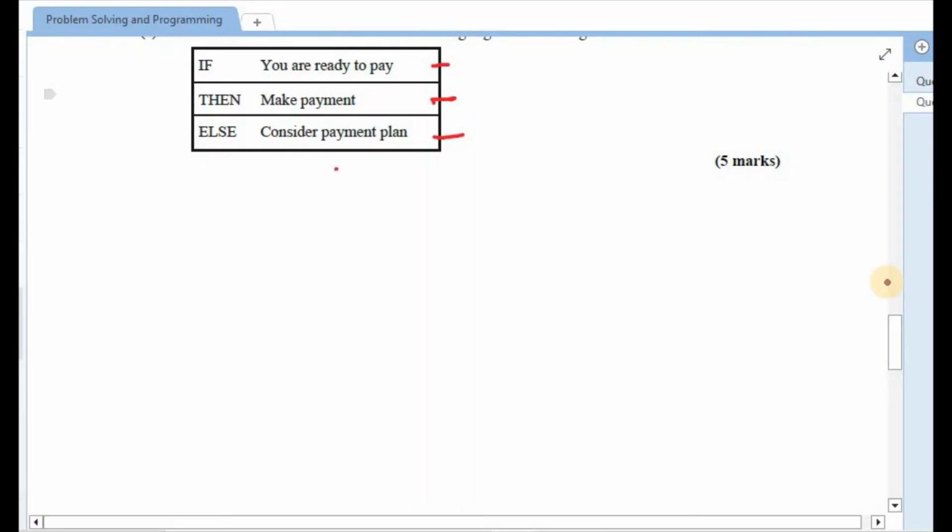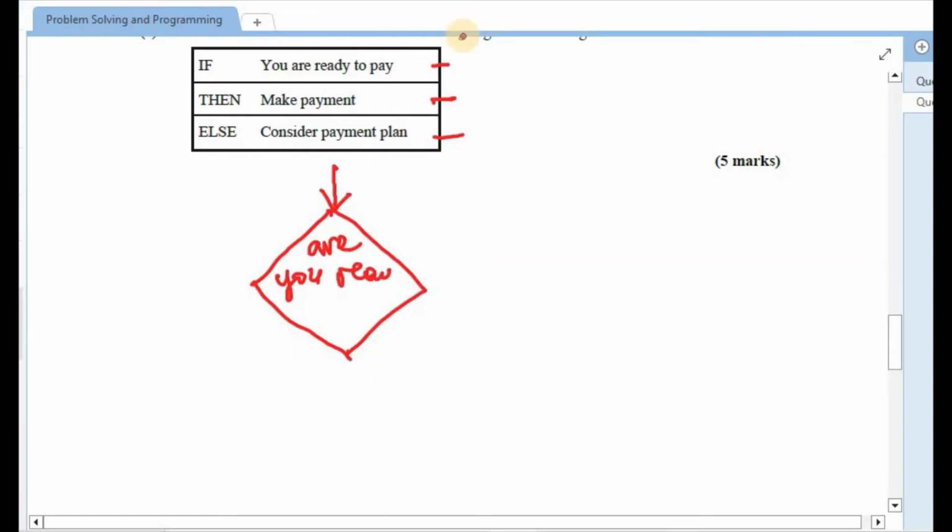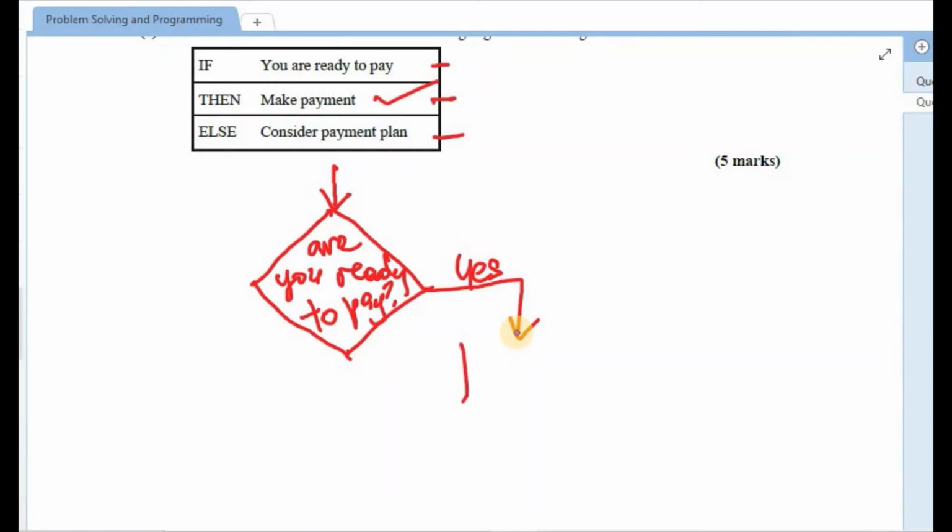All right, so we can start with the previous directional arrow or the flow line to say that we're coming from a previous step, and then the decision. What's the decision that we want to make? If the student is ready to pay, so are you ready to pay? All right, so it's either a yes or no. So for this one, I'm saying a yes. If it was a yes, then I would make payment, which is the process. So payment.